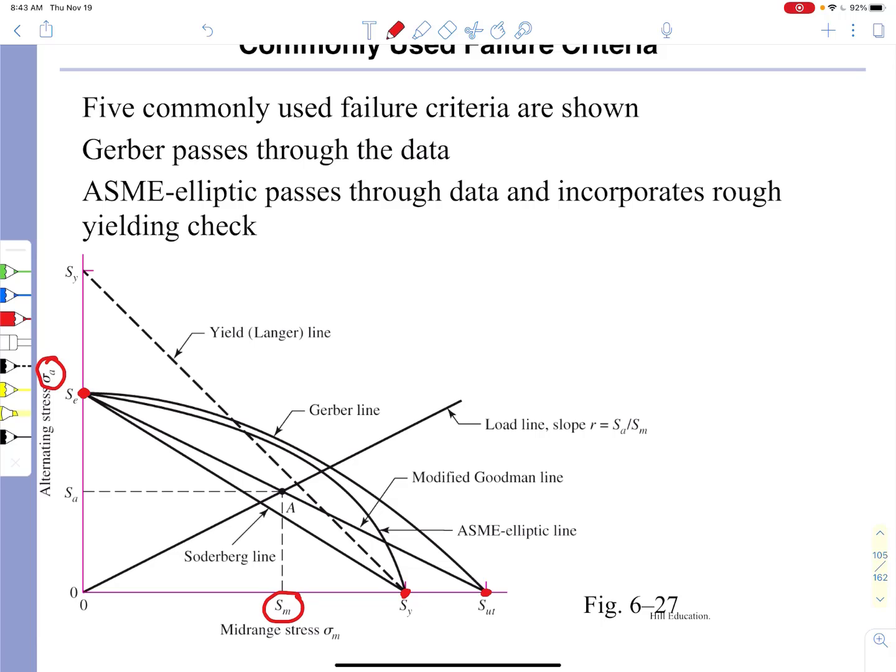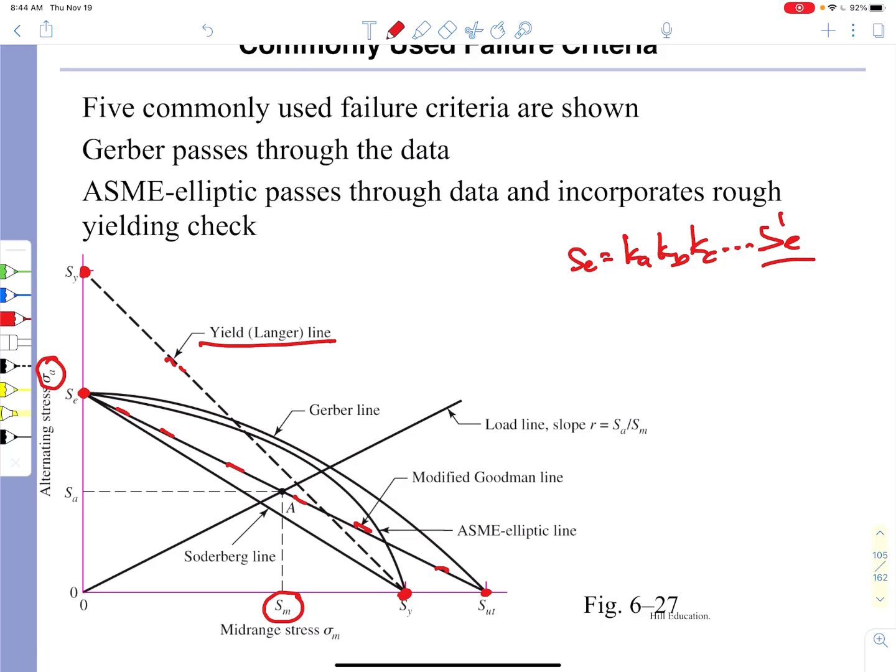The Goodman equation is the one that drew a straight line between SE and SUT. Now recall, SE is calculated using all of the Marin factors after we first estimate SE prime. So now all of these factors of safety are based upon which of these lines in here we're going to be using to calculate that factor of safety. The Langer yield line simply connects the yield strength on the amplitude axis to the yield strength on the mean stress axis. It is this dashed line right here. We use that to determine whether or not we're going to have yield.